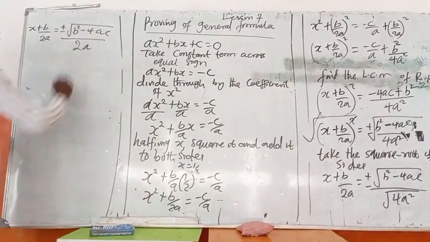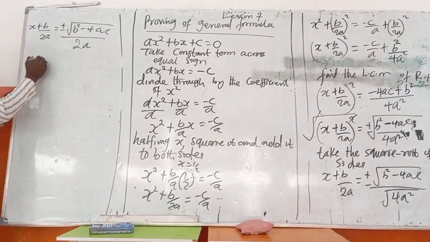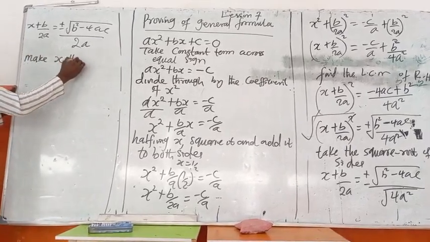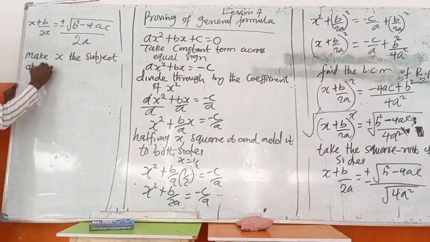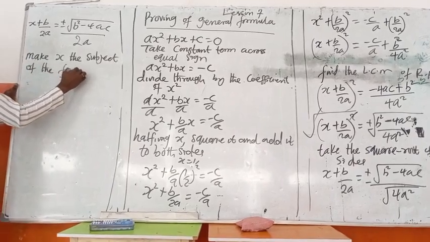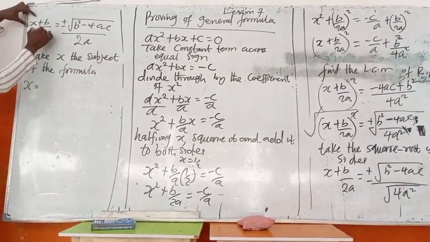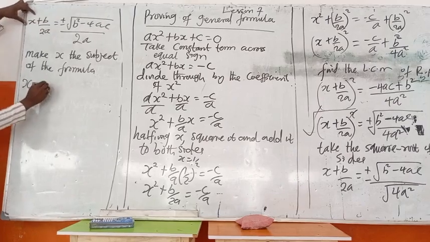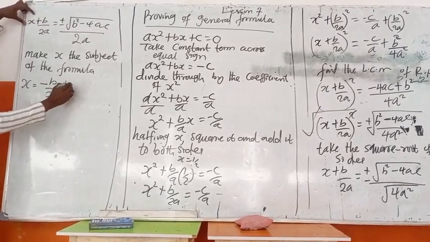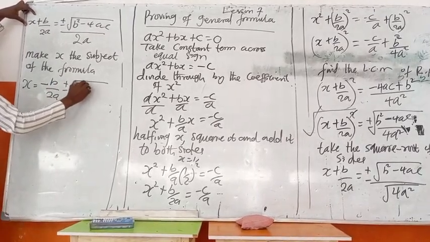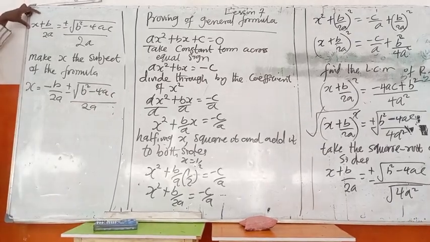So the next thing is make x the subject of the formula. If you do that, we have x, suppose this is plus b over 2a, take it to the other side. We have minus b over 2a. Here is positive negative the square root of b squared minus 4ac all over 2a.